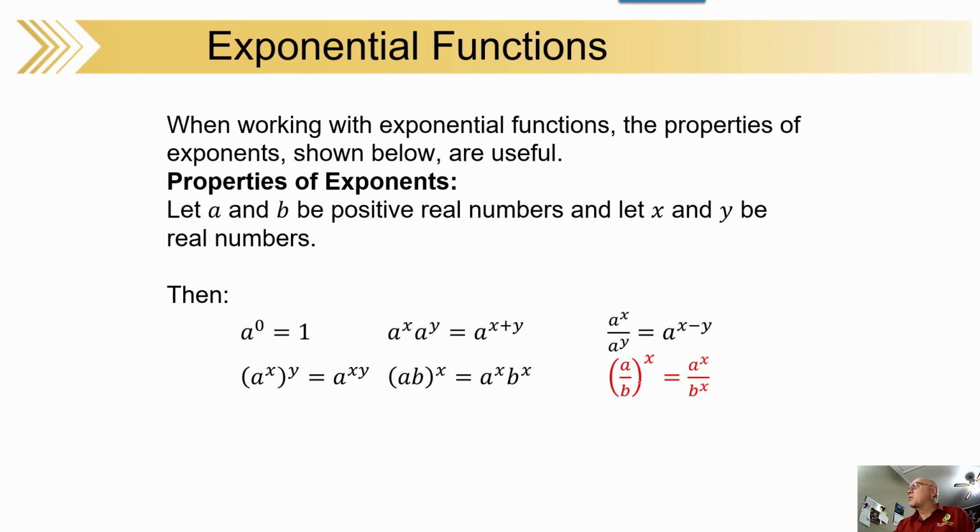And last of all, I think in this group, no it isn't, it's next to last. This former one, the preceding one, is very much like that one. If you've got a quotient inside the parentheses, then each one of these bases gets the exponent. A gets the exponent, and B gets the exponent. So if you have 5 over 17 to the 3rd, another way of calculating it could be cubing the 5, cubing the 17, and keeping the fraction.